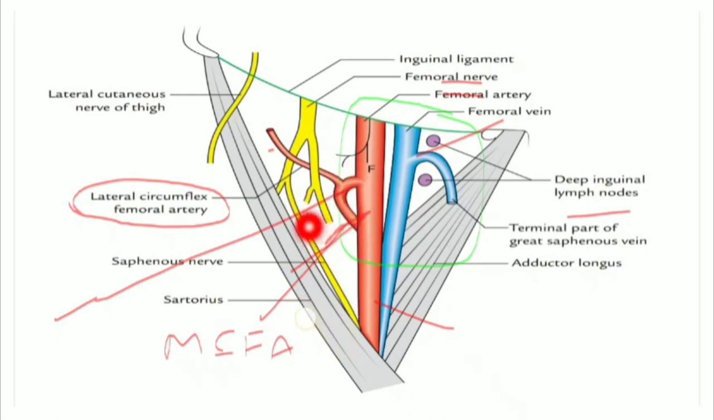The posterior division of the femoral nerve gives rise to only one branch. That is the saphenous nerve. It is present lateral to the femoral artery and is going to cross the femoral artery anteriorly at the apex. Can you see this? That's it.